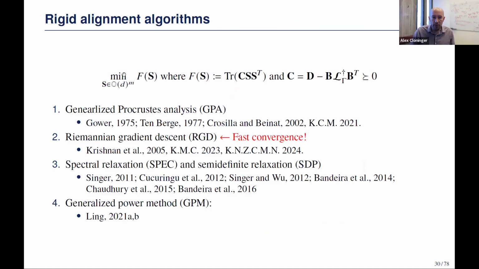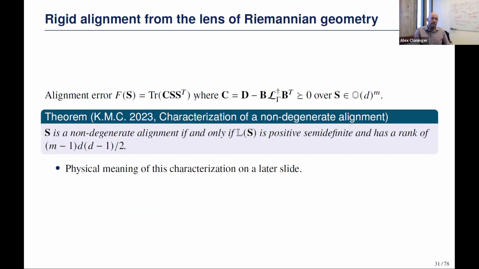And in particular, this is the problem we're trying to solve: the minimum over all possible orthogonal transformations across all our views of this very particular problem. And C has a very particular form related to the Laplacian of that bipartite graph. There's a million ways you can solve this: generalized Procrustes, Riemannian gradient descent, spectral relaxation, generalized power method. Everybody's got an approach. I want to focus on Riemannian gradient descent. I'll show you why in just a sec.